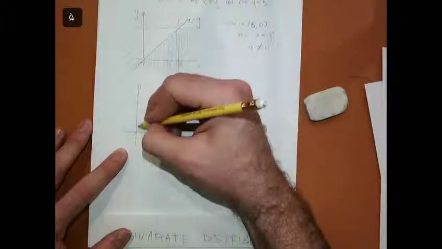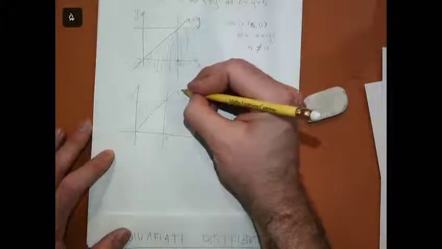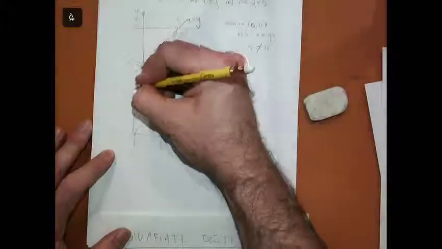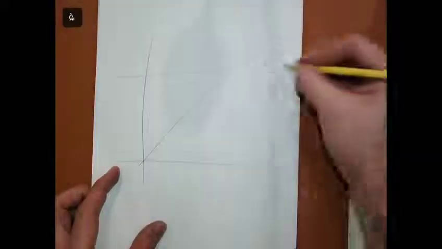5, 5, and that's the area I want. But I'm not actually calculating that area. I am calculating the volume that is sitting above that area. So let me just redraw that on another piece of paper, bigger, maybe not that big.